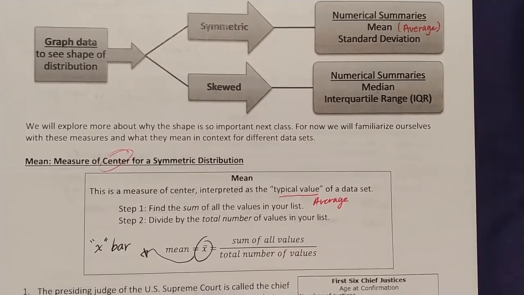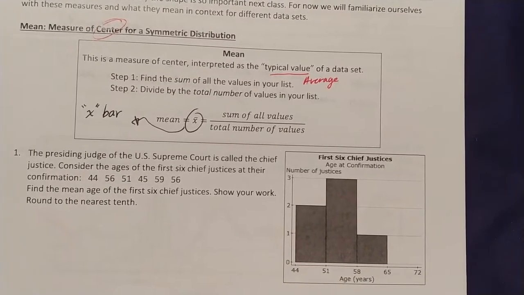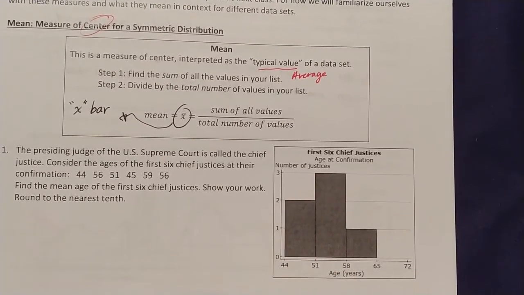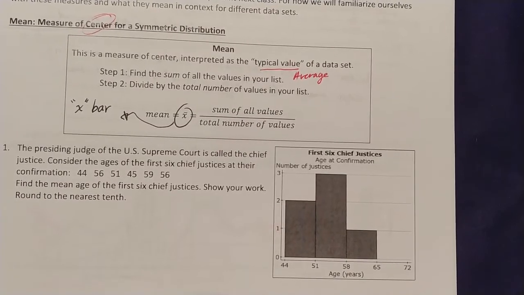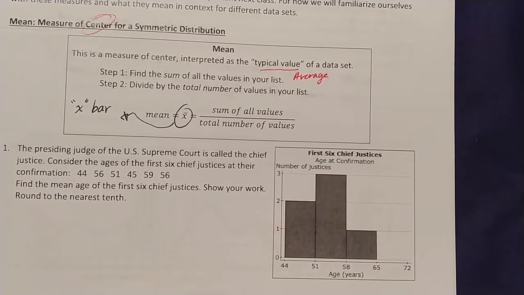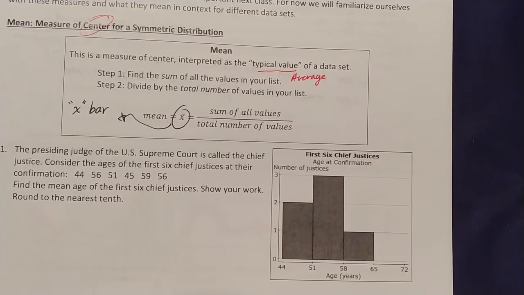All right, so let's put it into practice. In our first example, it says, the presiding judge of the U.S. Supreme Court is called the Chief Justice. Consider the ages of the first six Chief Justices at their confirmation: 44 years old, 56, 51, 45, 59, and 56. Find the mean age for the first six Chief Justices. Show your work and round to the nearest tenth.